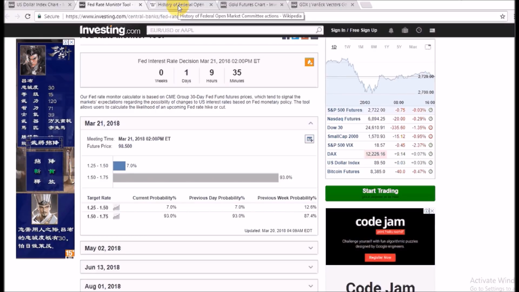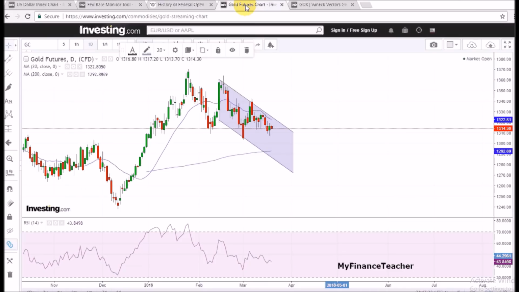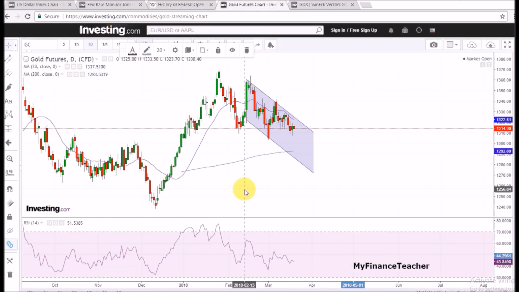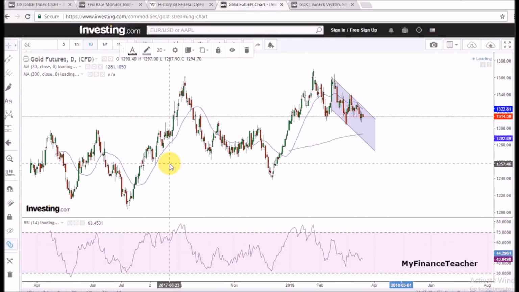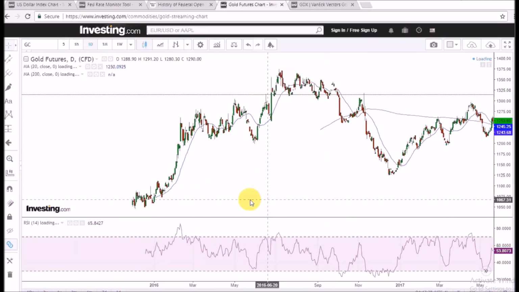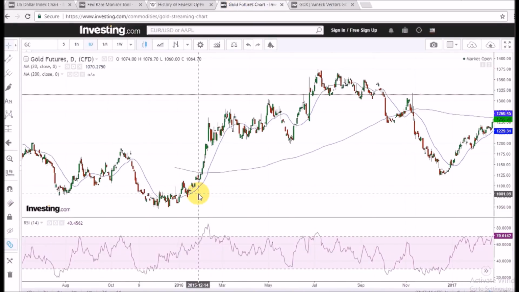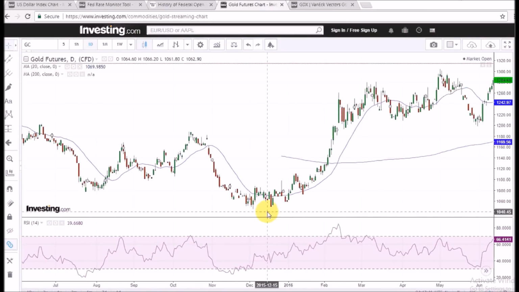Well, in that light, let's have a look at how the recent several Fed rate hikes influenced the gold price. So this is the history of when these Fed rate hikes took place. So here's the gold price. We're going to talk about the channel and going all the way back to December 2015. Right. So that Fed rate hike was on the 16th, right here.